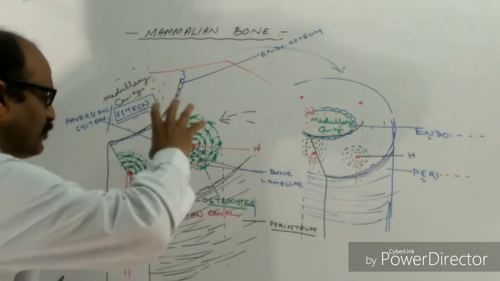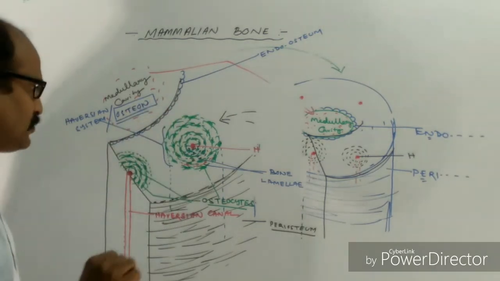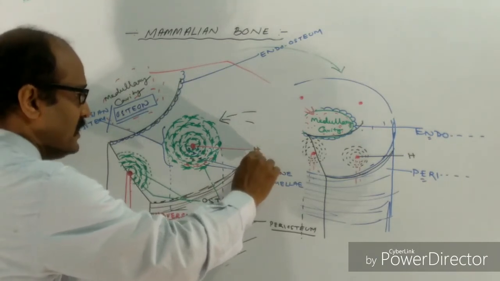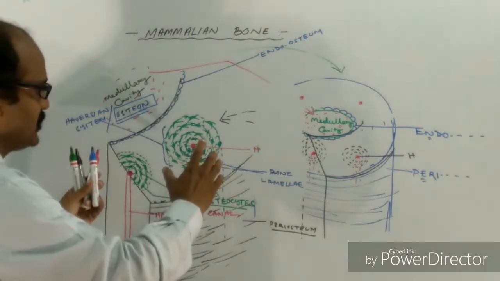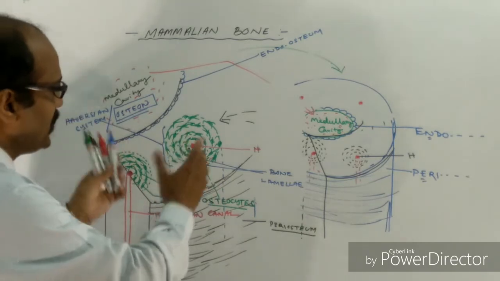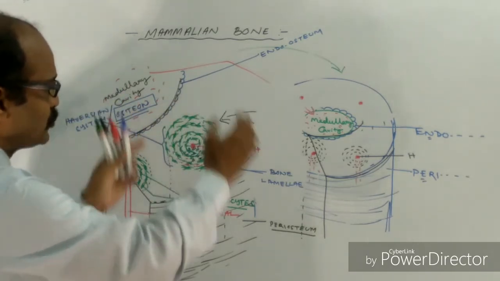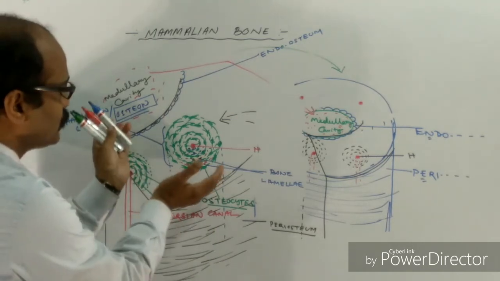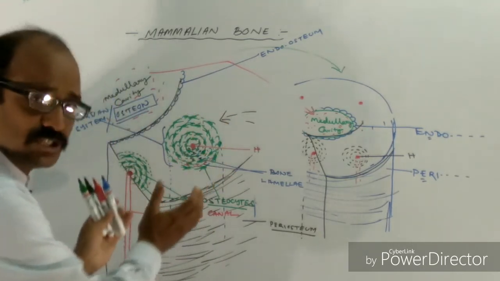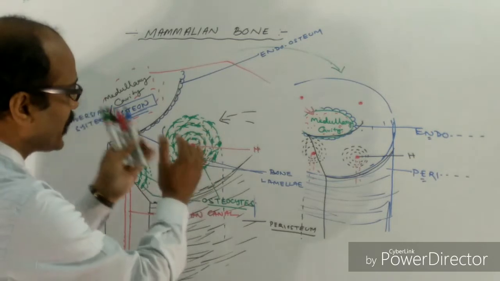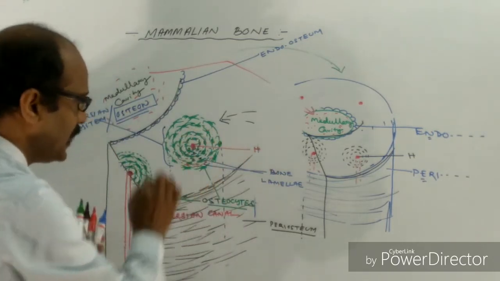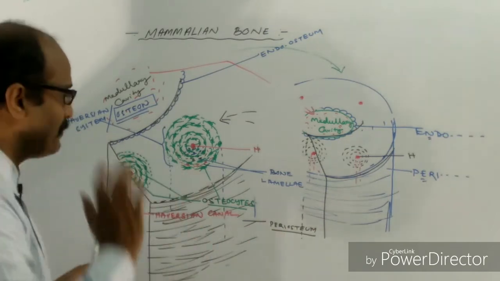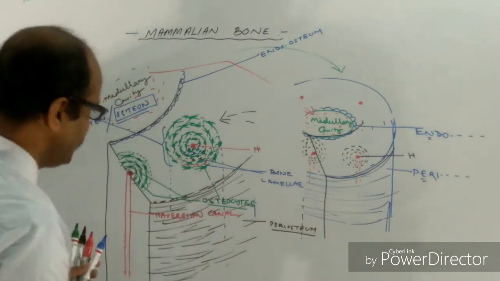So this is the Haversian system. At the center of the Haversian system is the Haversian Canal. Around the Haversian Canal, up to 20 concentric layers of osteocyte cells are present, and the canaliculi of such osteocyte cells communicate to each other, and they also communicate to the Haversian Canal for easy exchange of chemicals of the osteocyte cell.